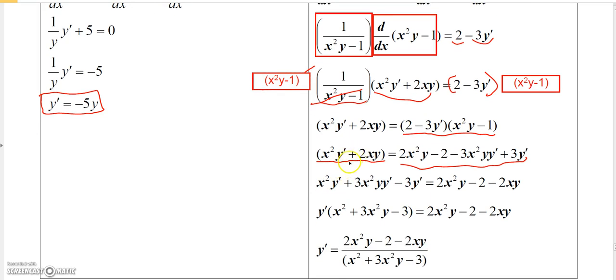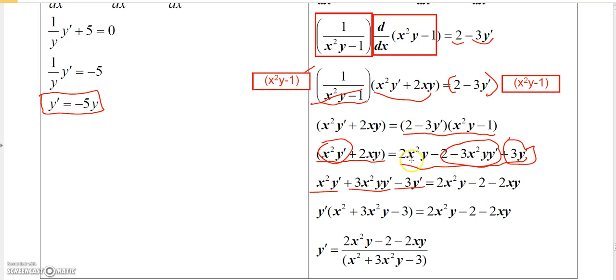Now, look for the y prime terms. There's a y prime term, there's a y prime term, and there's a y prime term. So get those 3 y prime terms on the left of the equal sign. So I get x squared y prime on the left. When I move this minus 3x squared y prime, that'll give me a positive 3x squared y prime. And then when I move the plus 3y prime over, that'll give me a minus 3y prime.